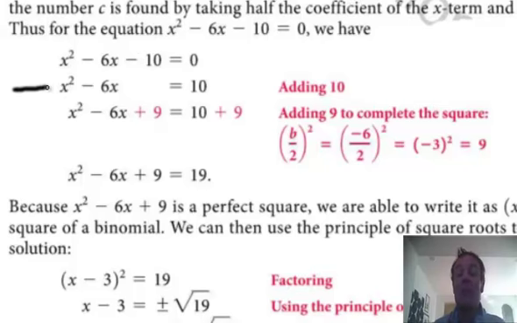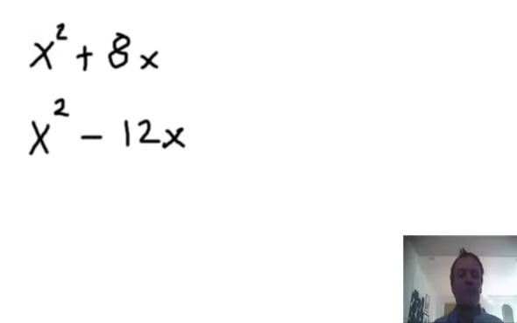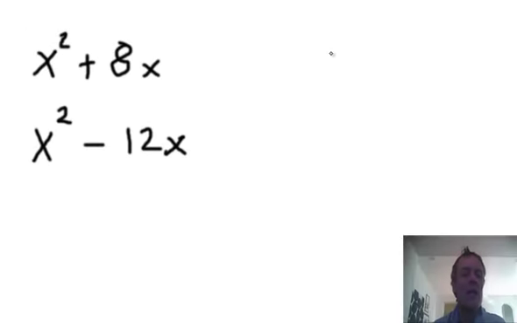Okay, here we go. So I'm going to complete the square on the x squared minus 6x. Now I'm going to show you some other examples before we move on to this. Okay, complete the square on x squared plus 8x. Here's what you do. Half the 8. What's half of 8? It's 4. Then square it. 4 squared is 16. That's what I need to do to complete the square.